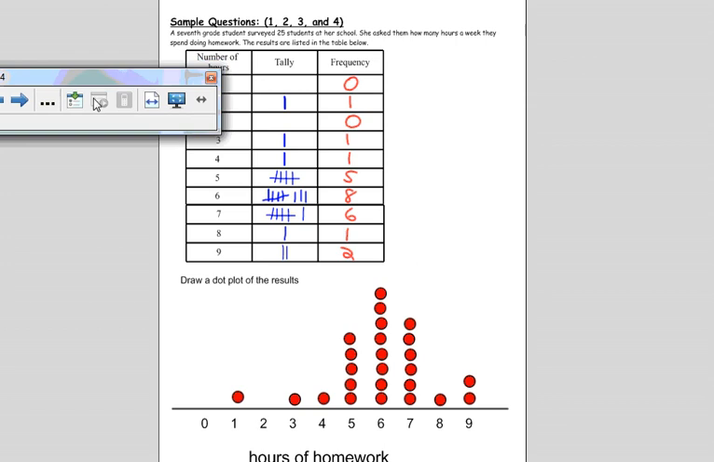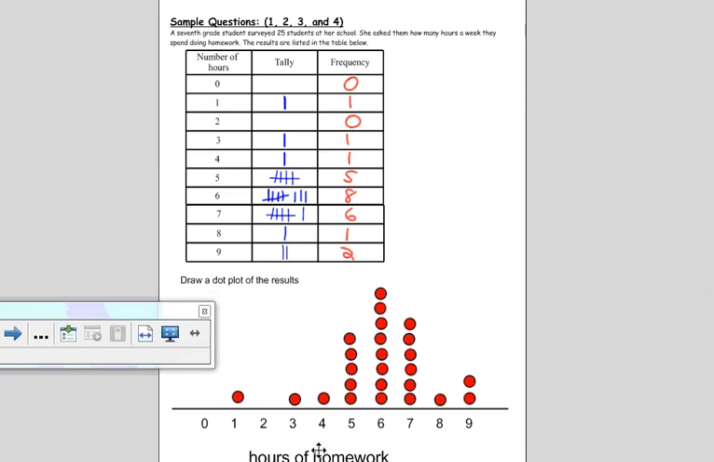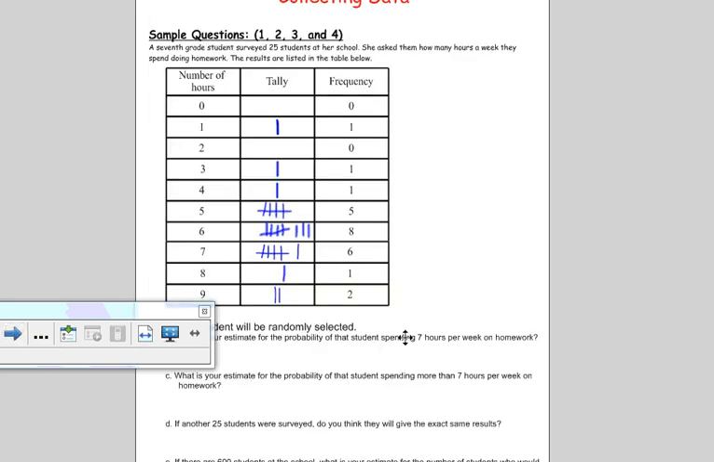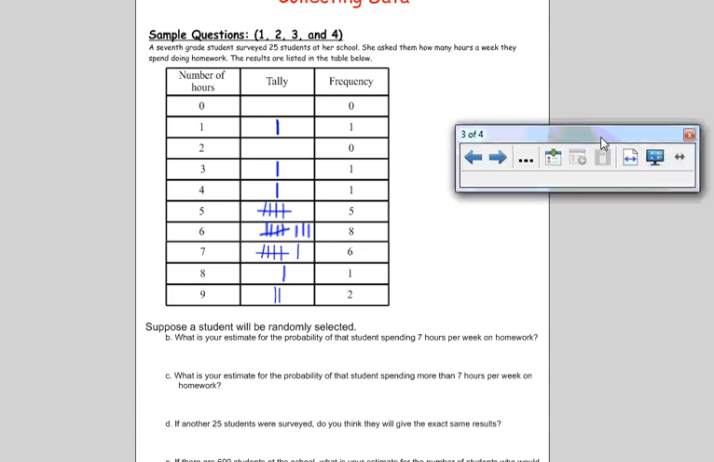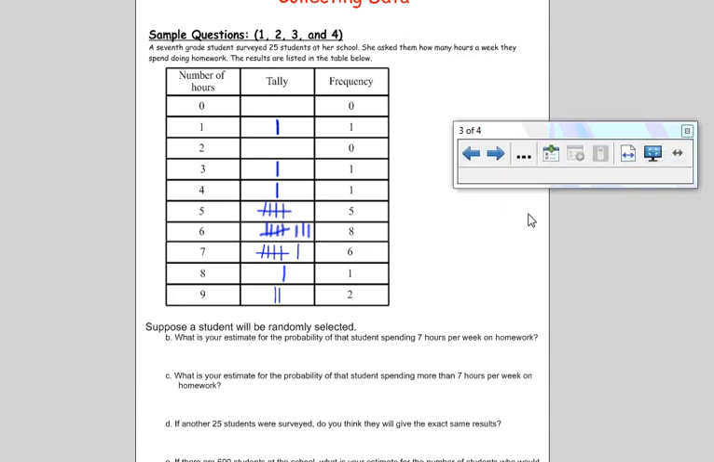All right. So there we have our dot plot with the hours of homework and the dots that represent the amount of students that spent each of their time doing homework. Okay. That's not the only thing the question asks, though. The questions also ask us about this data here.